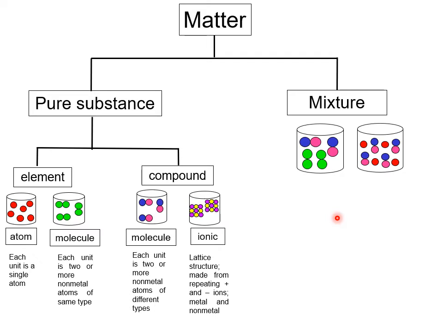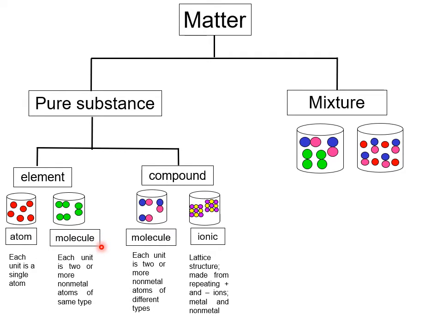Now, elements and compounds can actually also be classified into different categories as well. An element can be classified as an atom or a molecule. If it's an atom, each unit is made up of a single atom. So notice each of these little red balls is an atom, and each unit is one single atom. We call this an atomic element. It's an element because it's just one type, and it's an atom because it's a single one of one type.